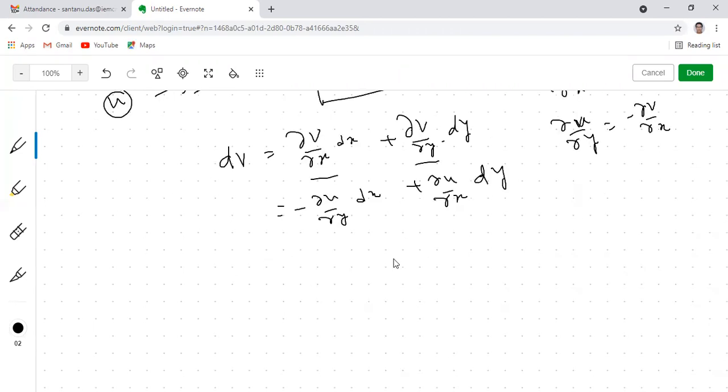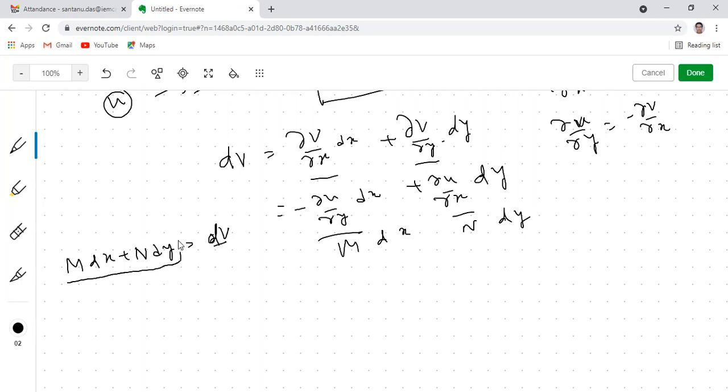Now this differential equation is written in the form M dx plus N dy. What is the condition for this differential equation to be exact? You have studied it in second semester perhaps. M dx plus N dy, let's say this is given as 0 or some arbitrary function. Here this is given as dv. So when will it be an exact differential equation?